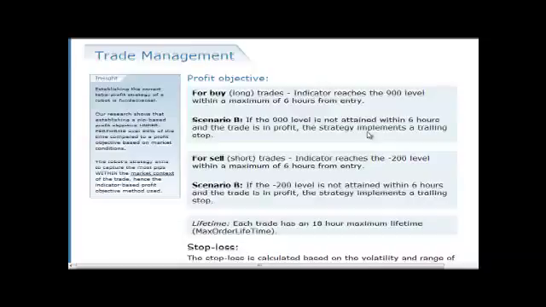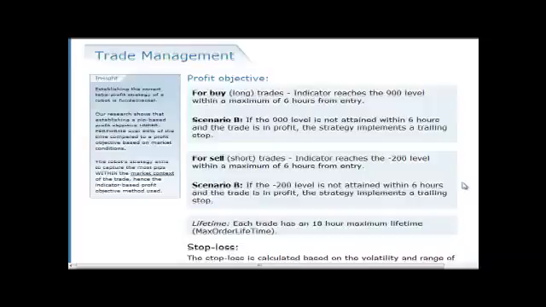The robot strategy aims to capture the most pips within the market context. Very important, the market context of the trade. Hence, the indicator-based profit objective method used. Now, let's cover that last part, the indicator used.